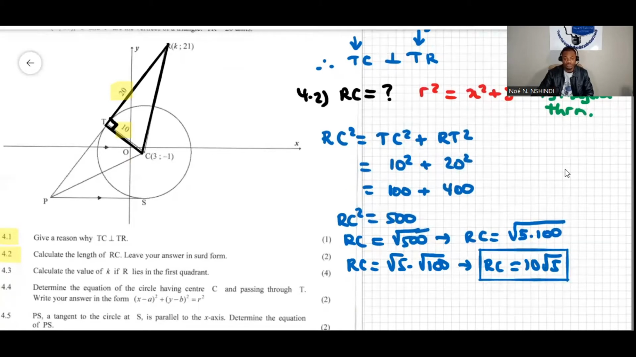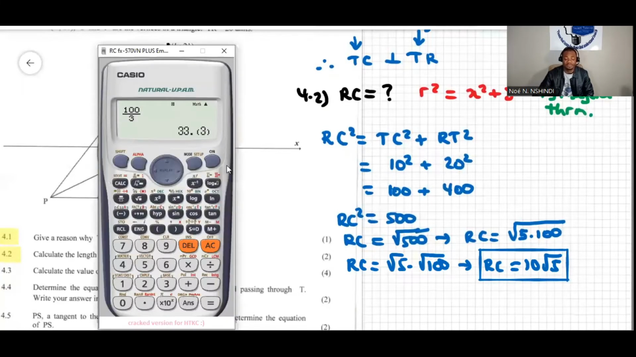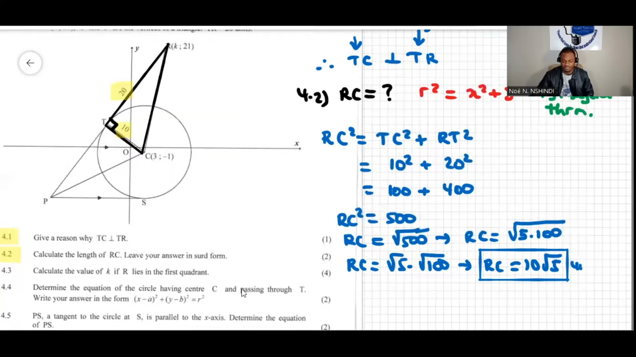If you're unsure how to solve this, you can just type root of 500 in the calculator. I think most calculators will do the calculations automatically for you, and it tells you it's 10 root 5 units, because it's a length. Now, question 4.3. Question 4.3 says calculate the value of k if R lies in the first quadrant.